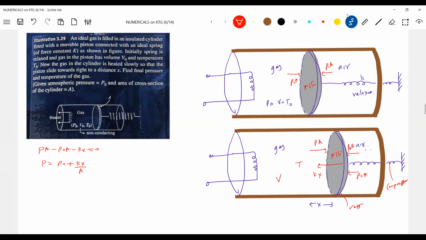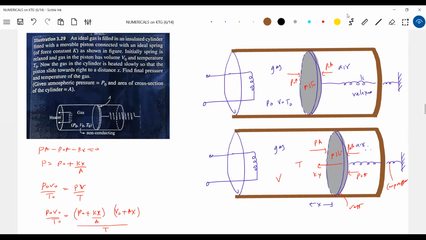So what happened to the number of moles? The number of moles will remain the same, no? PV by T should be equal, so P naught V naught by T naught equals PV by T. What is the pressure of gas? P naught plus kx by A. What is the volume of gas? V naught plus Ax, no?